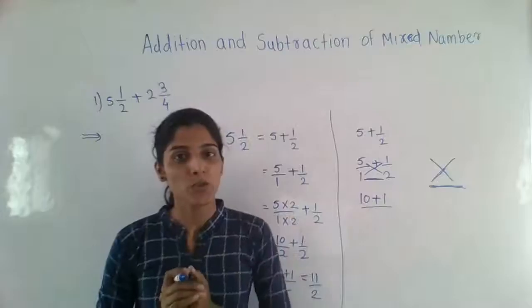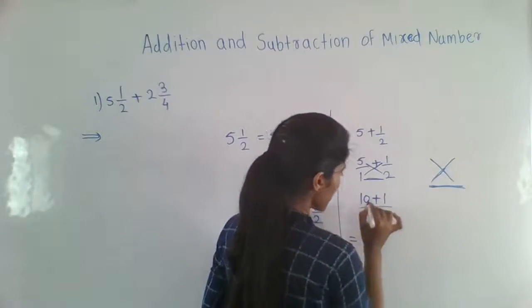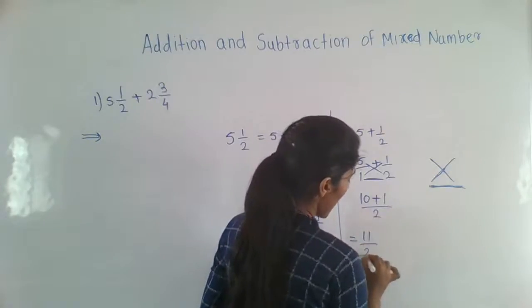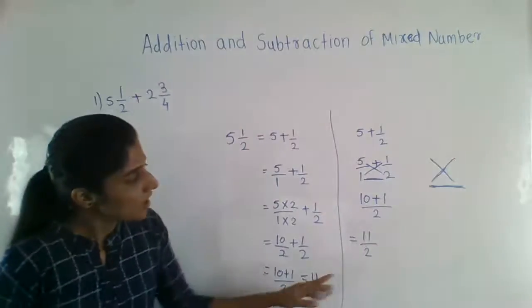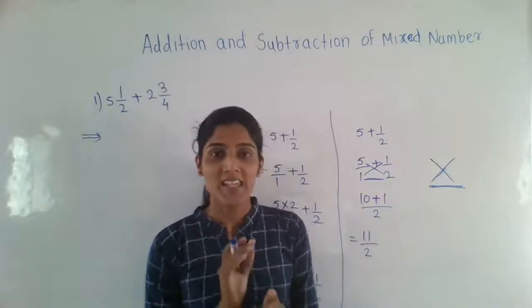That is the multiply two denominators. 2 into 1 we get 2. What is the answer? 10 plus 1, 11 by 2. You can see here both the methods. By using both the methods we get the same answer.